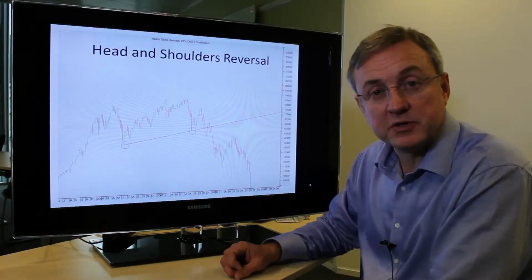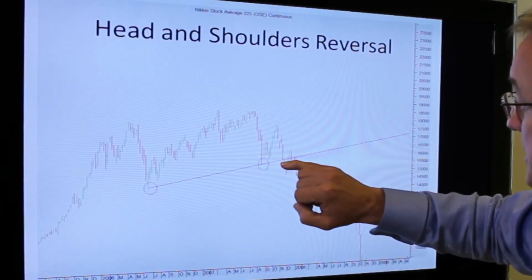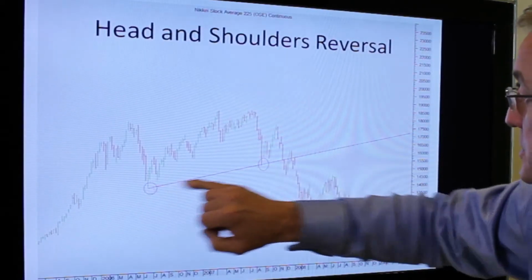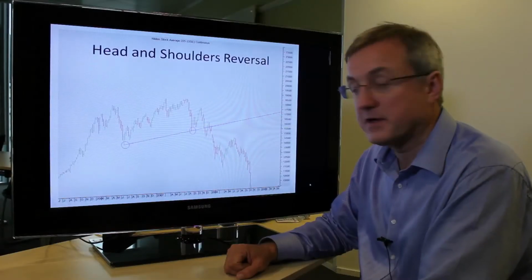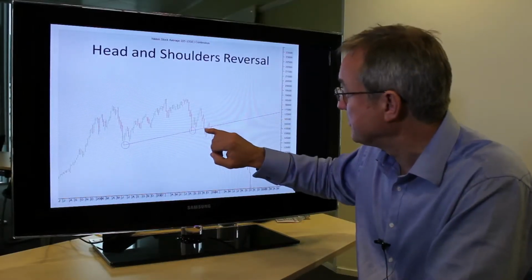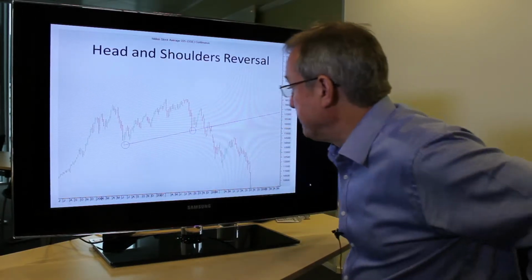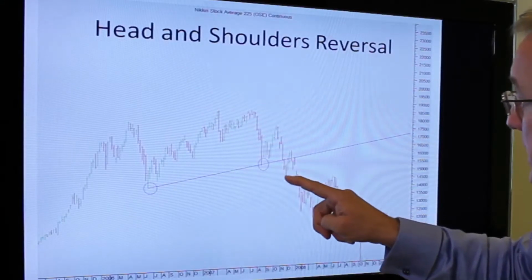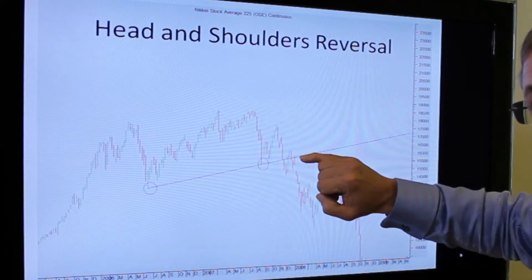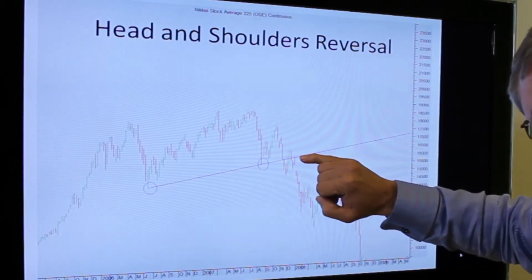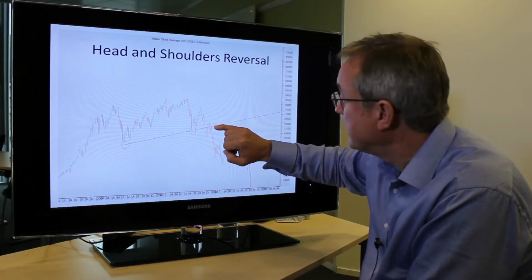The moment of completion of a head and shoulders reversal is when the market drops through this neckline drawn between the two, as it were, valleys either side of the head. That is the moment of completion. But if you look closely at the detail here, you'll see that the market completes, rallies back and tests the neckline, not unlike when trends are broken sometimes. It breaks the trend, then rallies back up to test the trend.